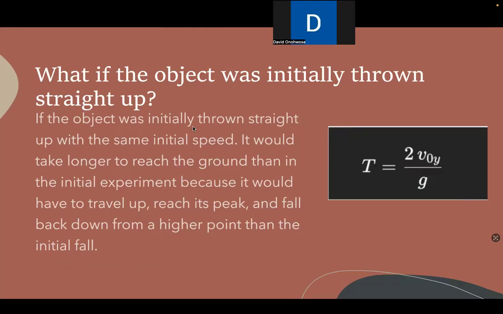What if the object was initially thrown straight up? So if it was initially thrown straight up with the same speed, it would take longer to reach the ground, because it would have to travel up, reach its peak, and then fall back down from a higher point than it would have initially. This equation demonstrates that. So as you can see, time is directly proportional to the initial velocity in the y direction. So if you throw up, it's gonna take longer to come down.